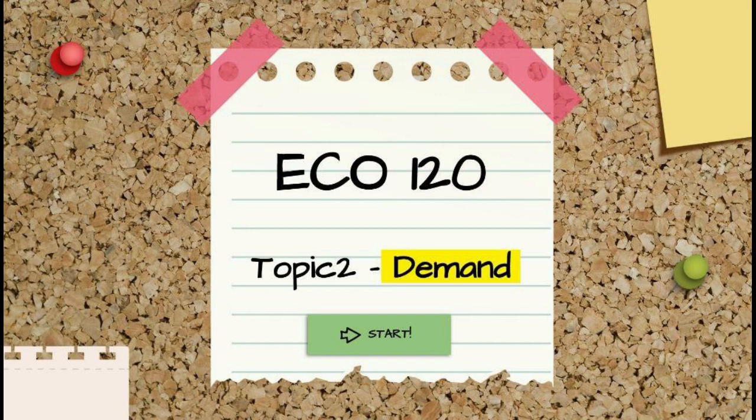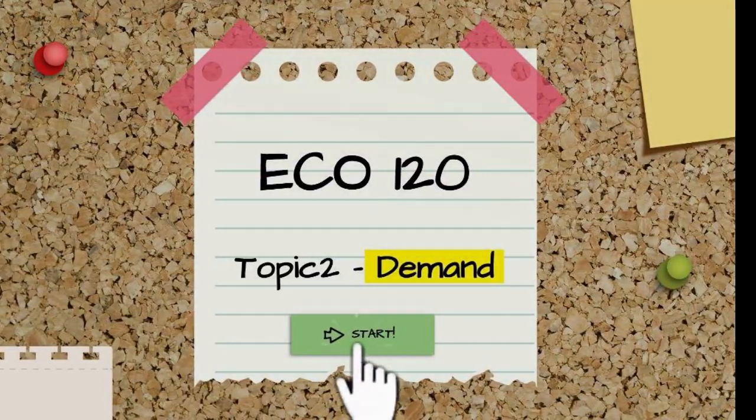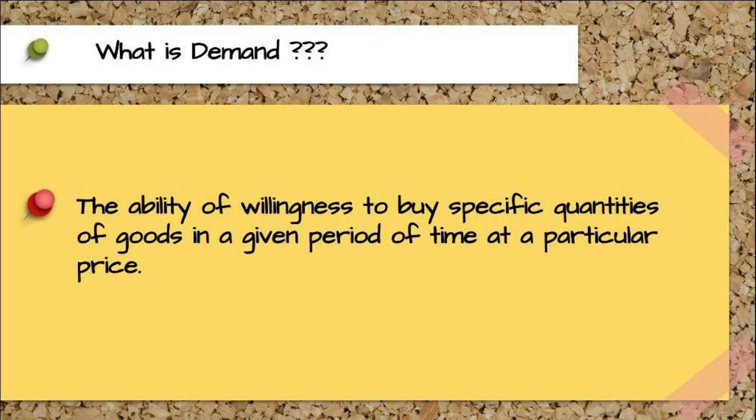The topic that we want to discuss is demand. First, we must know what demand is. Demand is the ability or willingness to buy specific quantities of goods in a given period of time at a particular price. So, once you know what demand is, we can go further to learn about demand. So, let's go!